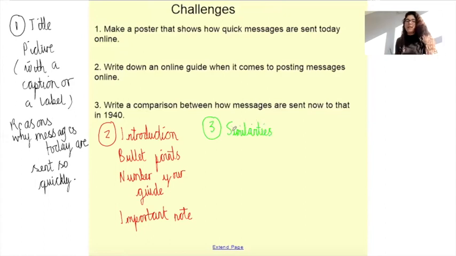So if you're writing about what's the same about messaging today and in the past, what else would you need to include then to make sure that you've got balance in your answer? The differences. So what's different about how messages are sent now to that in 1940? Very good. Differences.